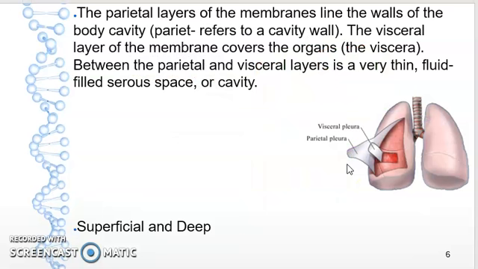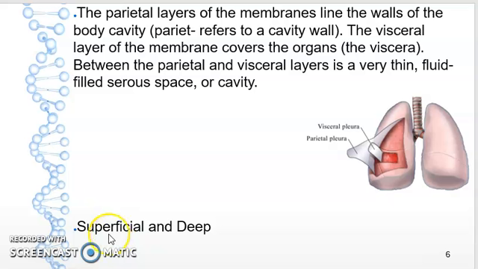Okay, let's go further. The parietal layer of the membrane. These are the membranes that line the wall of the body cavity. Parietal is a Latin word which refers to the cavity wall. The visceral layer of the membrane covers the organs, for example the viscera. As you study the lungs and the other internal organs, you will get these points. Between the parietal and visceral layers is a very thin fluid-filled serous space, which is known as the pleura.